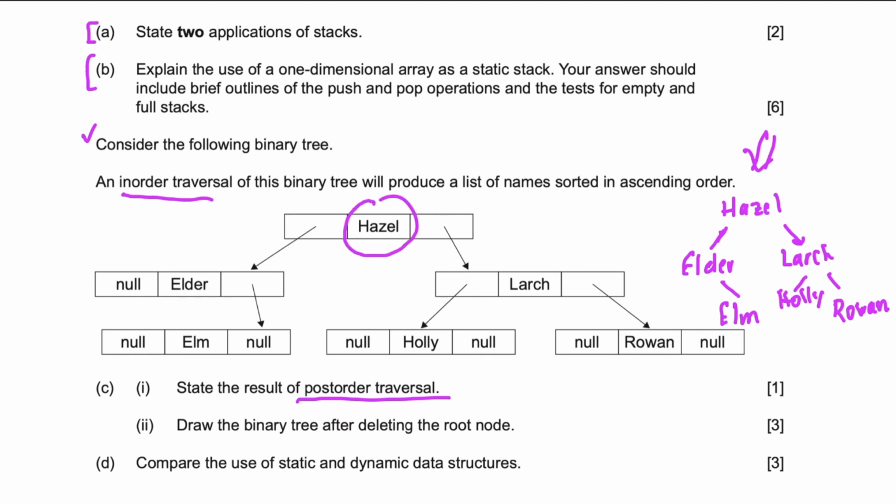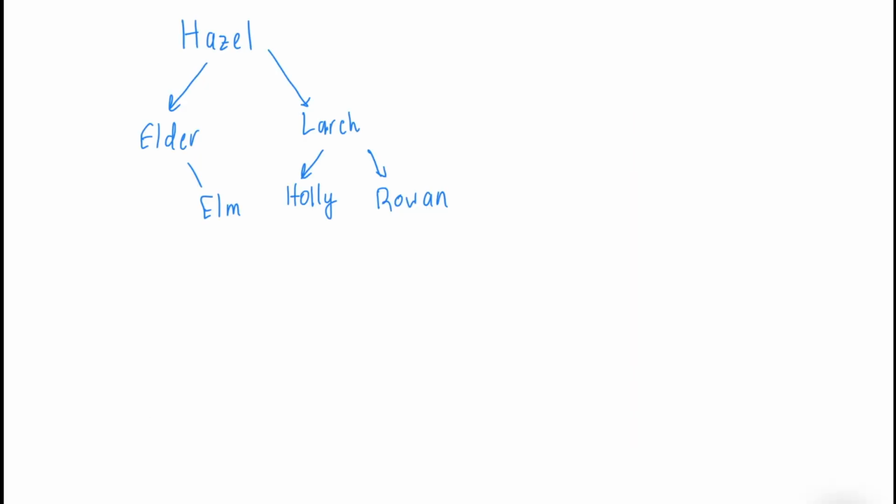So what I'm going to do is copy this tree into a different app right here, just so we have more space to work with it. Okay, so I've got this right here, and we've got two tasks. We need to find the Postorder Traversal sequence. And the next thing we need to do is delete the root node and then just see what happens, basically. So let's start with this one.